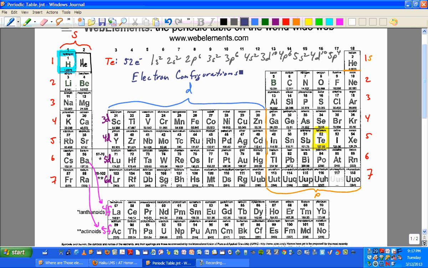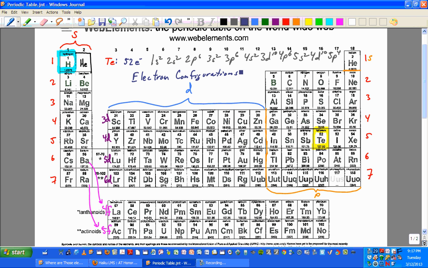Right. All right. So, again, keep in mind there's going to be three ways to do these things: boxes and arrows, electron configurations, and then the last way is noble gas shorthand. So let's go ahead and learn a little bit about noble gas shorthand here.